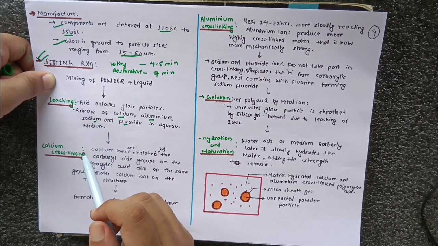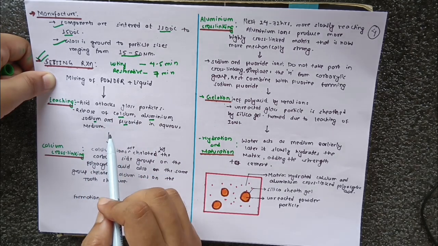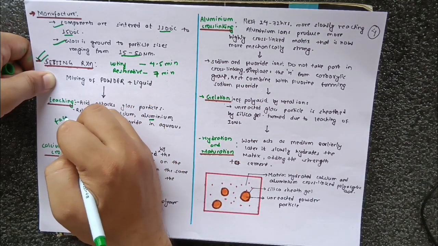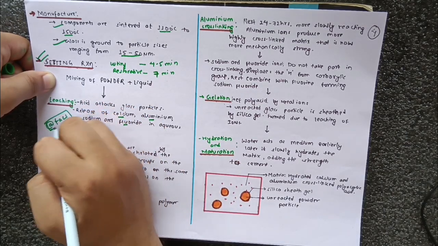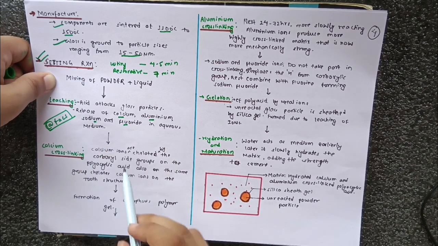In the aqueous medium, these ions are released. You can remember this by the mnemonic FACS that I have prepared: F for fluoride, A for aluminium, C for calcium, S for sodium, in the aqueous medium.